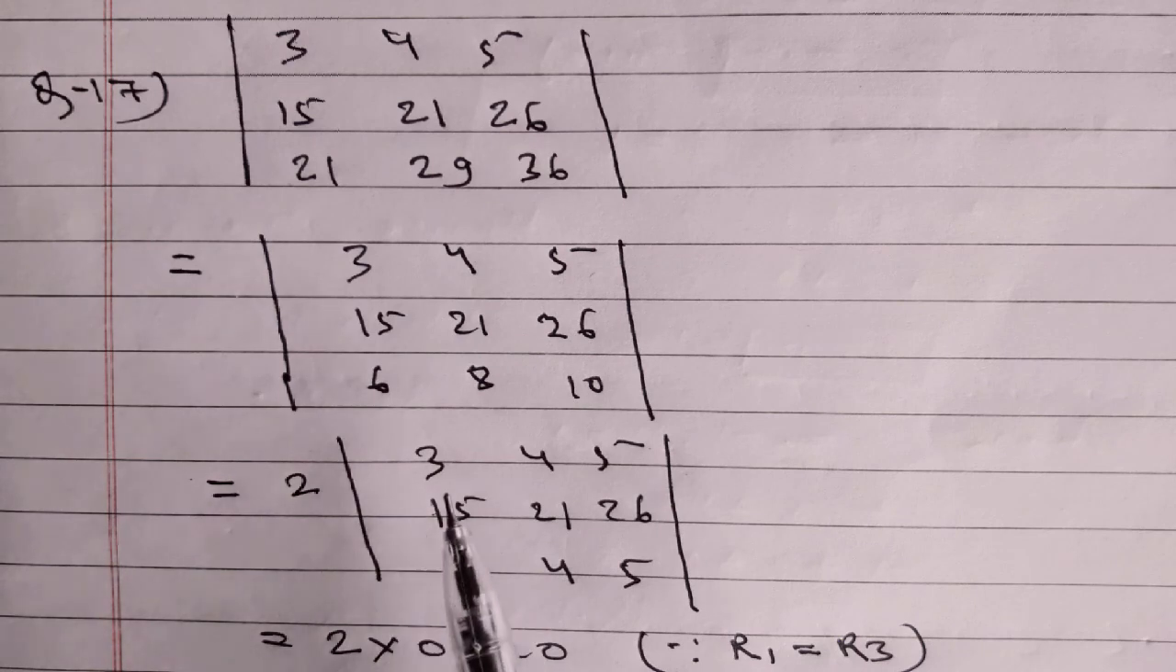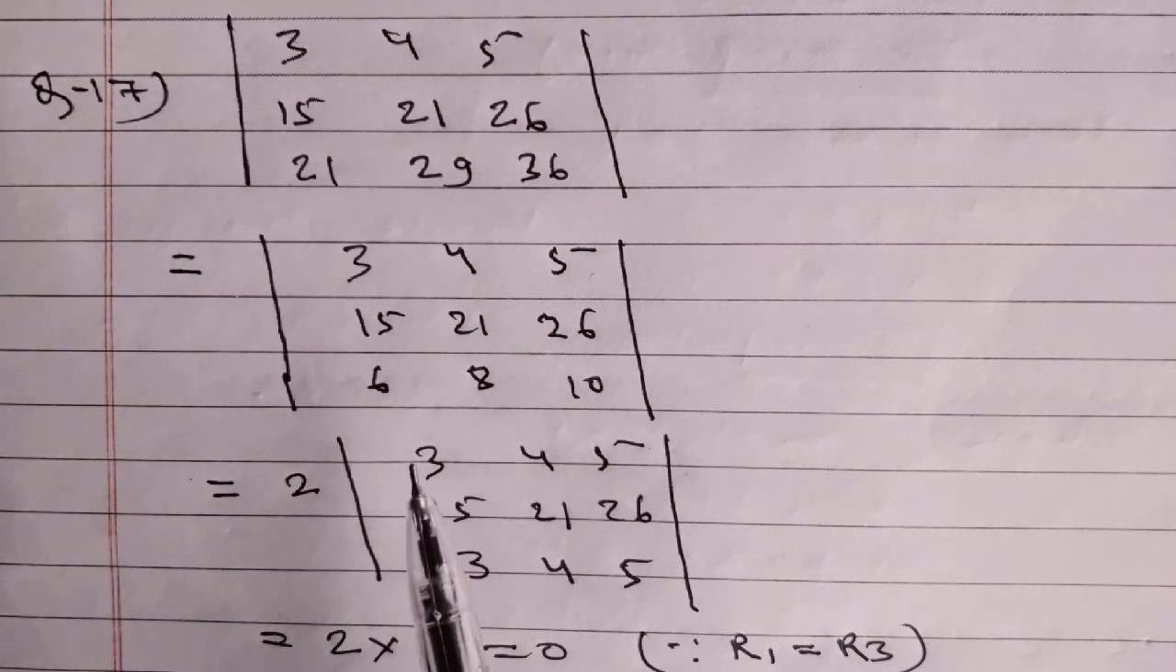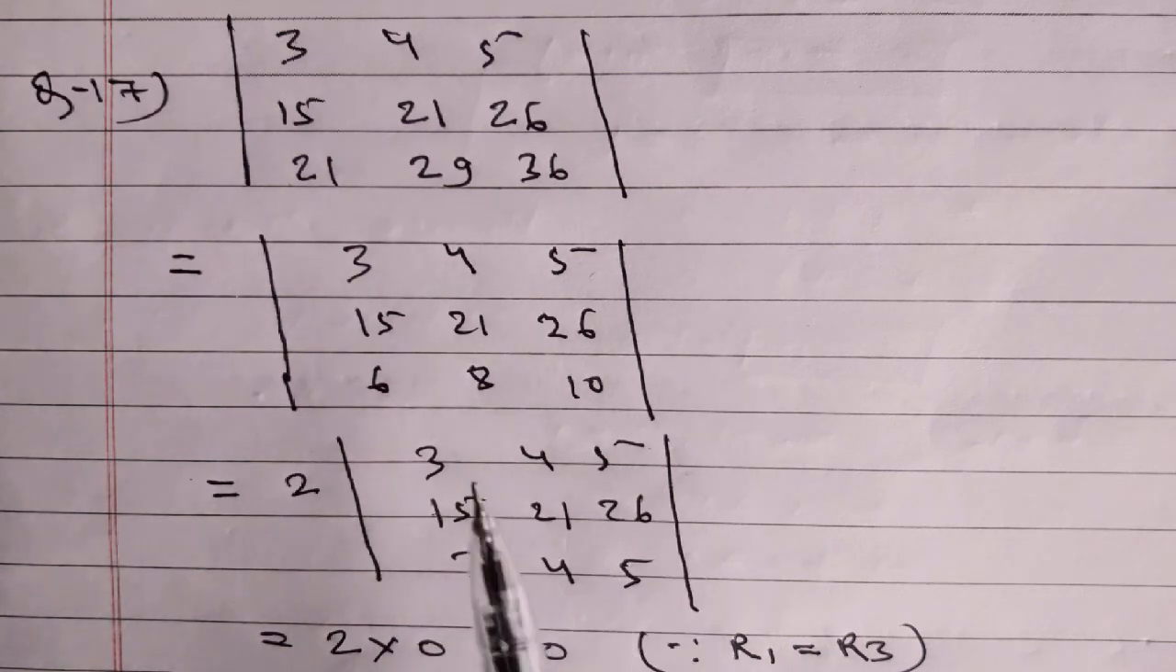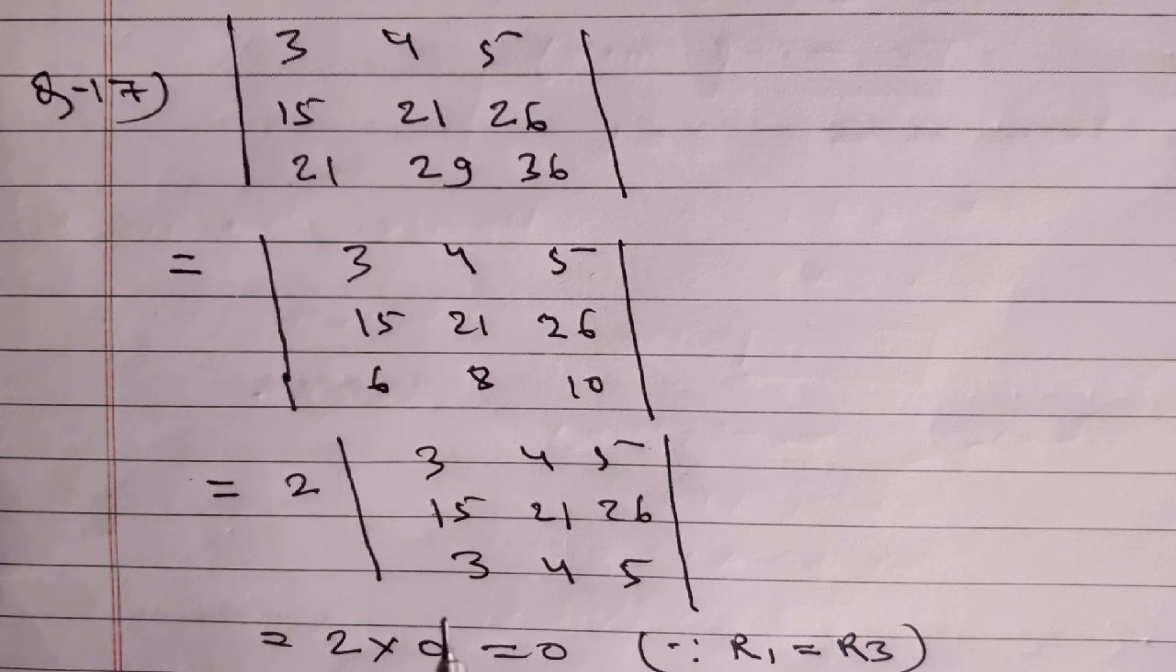So after taking 2 common from the third row, the first row and third row are equal, because 3 4 5, and again we have the same numbers 3 4 5. So first row and third row are equal. If any two rows or any two columns are equal, then according to the property of determinant, the value of determinant is equal to 0. So we can write directly the value of the given determinant equals 0.